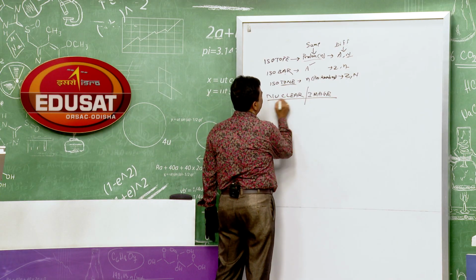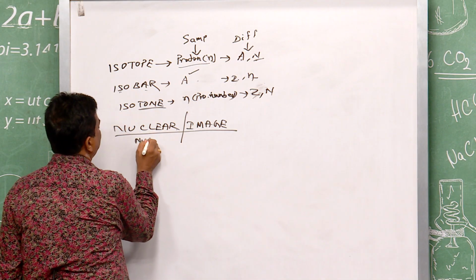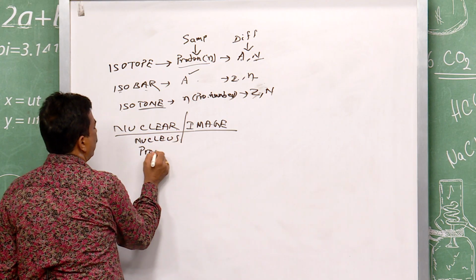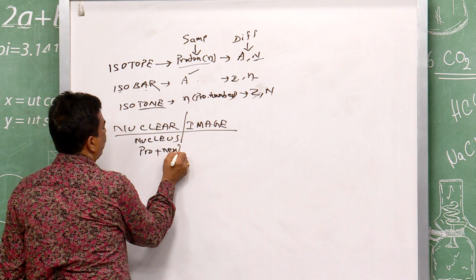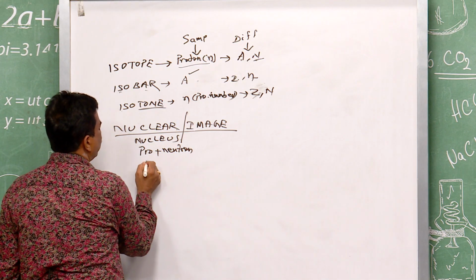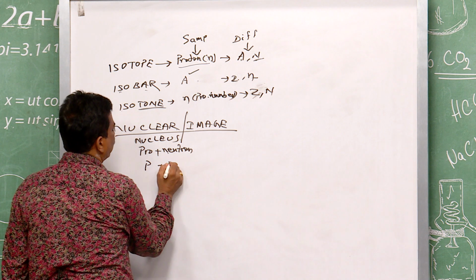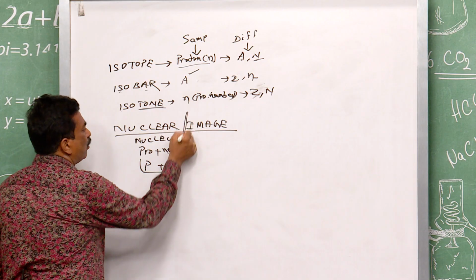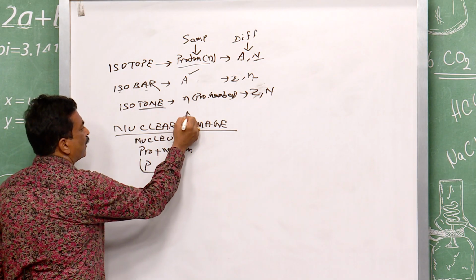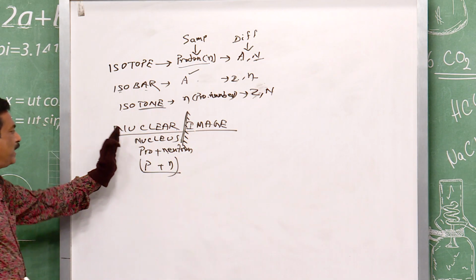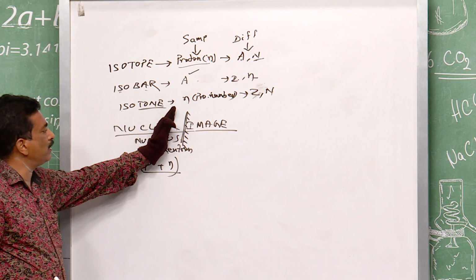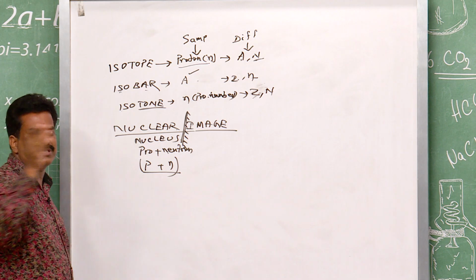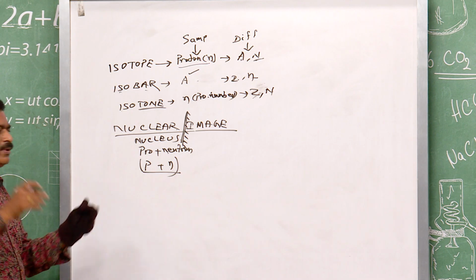So here also, the nucleus has protons and neutrons. If the proton is P and the neutron is N, then it is P plus N. If it is seen through a mirror, suppose this is the mirror, this nucleus through this mirror gives lateral inversion, the right becomes left and the left becomes right.